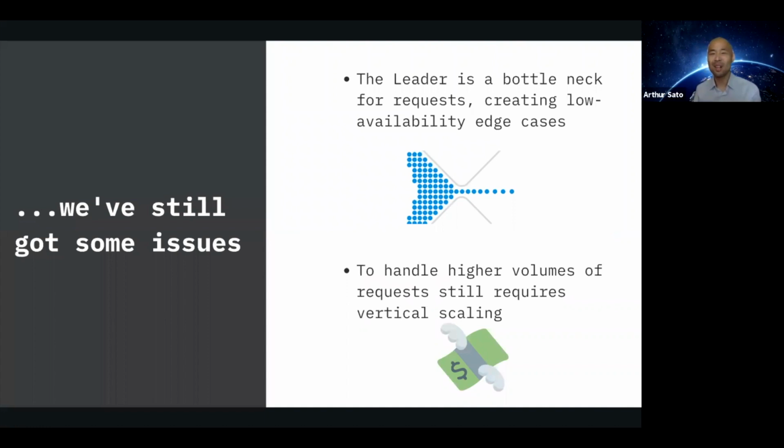The leader is still a bottleneck for some requests, creating edge cases of low availability, and there's still the question of vertical scaling to deal with. So I'm going to call on someone in the audience to help me out with what they think a strategy might be. How about Tyler? Tyler, what do you think we should do here in this situation?